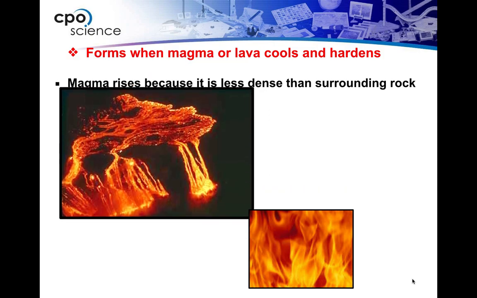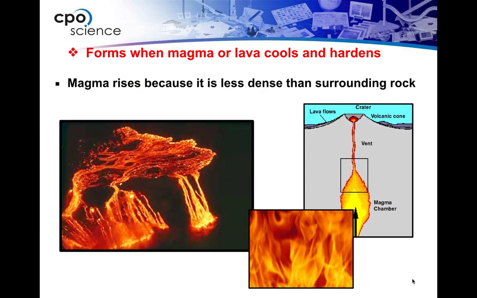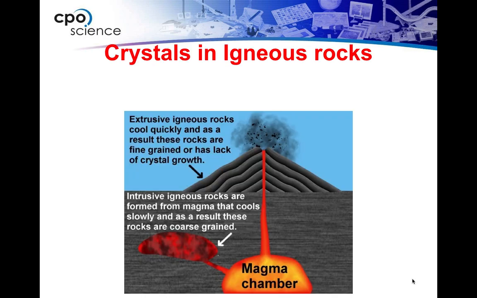And like I just said earlier, the whole reason why the magma rises is because it is less dense than the surrounding rock. So igneous rocks form when magma or lava cools and hardens. This can happen up on Earth's surface, like you see in the picture on the left-hand side, or this can happen deep within Earth's surface. So it can be happening underground, as we speak, in most locations, just from magma cooling and hardening.